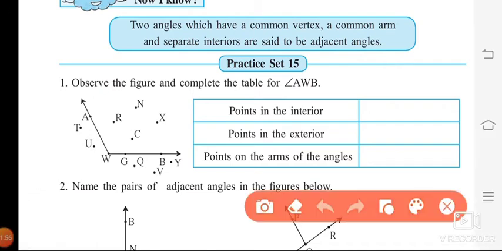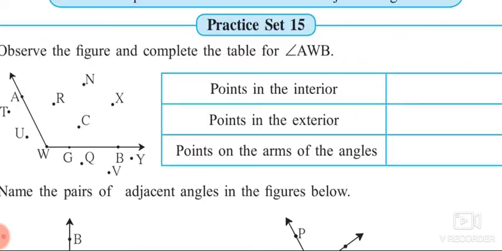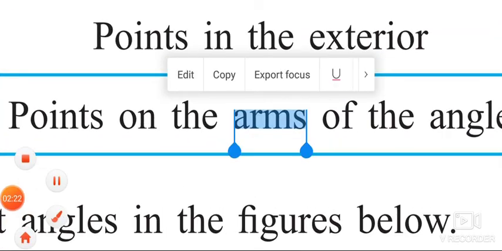See, points in the interior. What are those points? Points R, N, X, C. Points in the exterior: T, U, then G, V, Y. Isn't it? Now, points on the arms. What are those? A, W, G, B. These are the points on the arms. Got it? Then we had solved these sums.